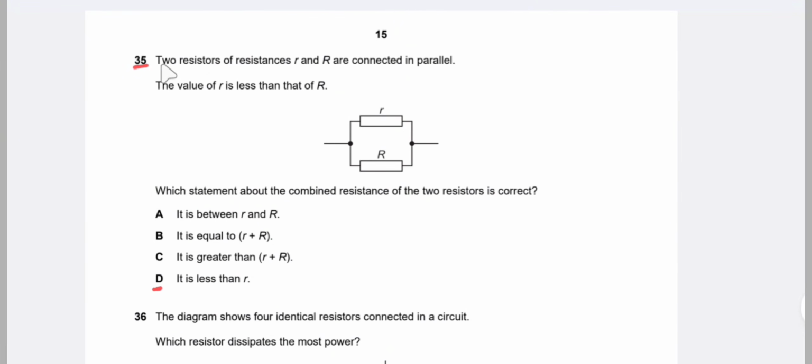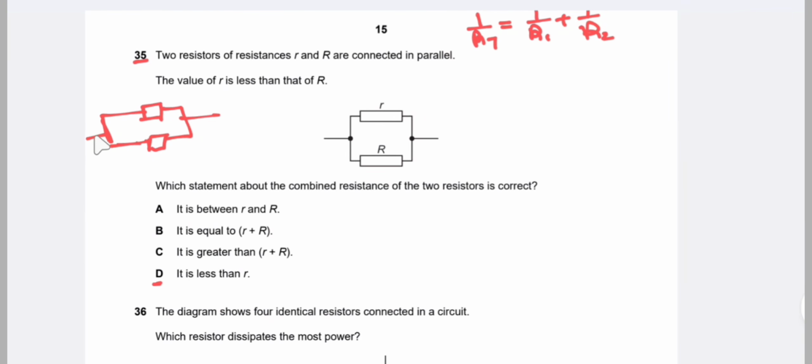Question number 35. Two resistors of resistance r and R are connected in parallel. The value of small r is less than the value of big R. Which statement about the combined resistance of the two resistors is correct? So for parallel, we know that 1 by R total is equal to 1 by R1 plus 1 by R2. Since both the resistors are connected in parallel, 1 by R total is equal to 1 by R1 plus 1 by R2.